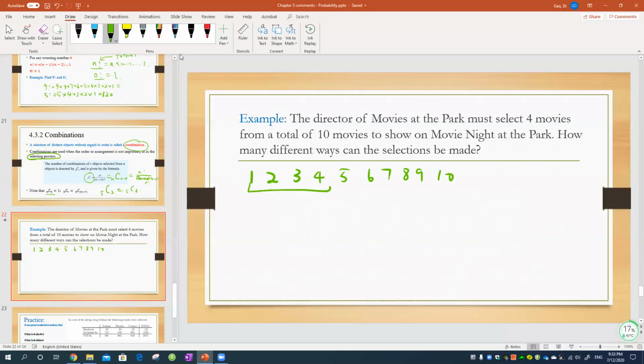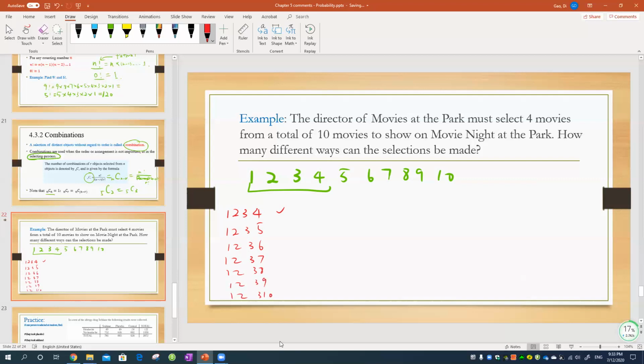It could be 1, 2, 3, 4. It could be 1, 2, 3, 5. And then it could be 1, 2, 3, 6. So we can just write it down to look at how many different ways there are exactly. We have 1, 2, 3, 4. That's one way to select 4 movies out of the 10. Then 1, 2, 3, 5; 1, 2, 3, 6; 1, 2, 3, 7; 1, 2, 3, 8; 1, 2, 3, 9; 1, 2, 3, 10.